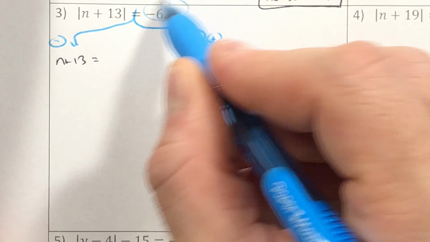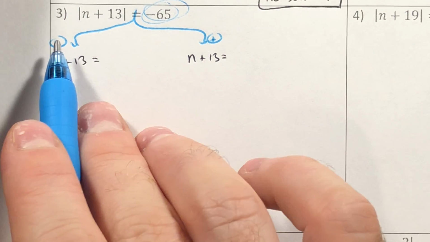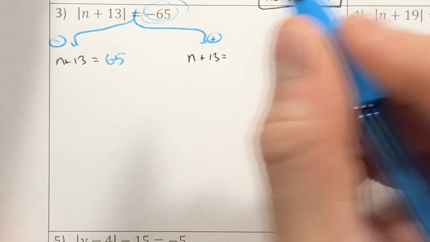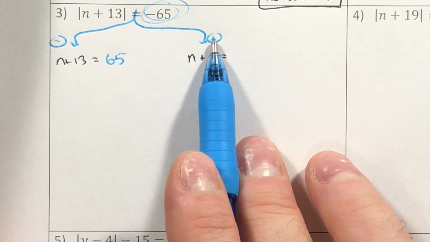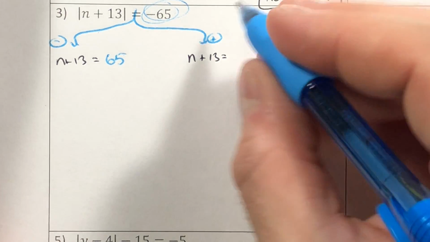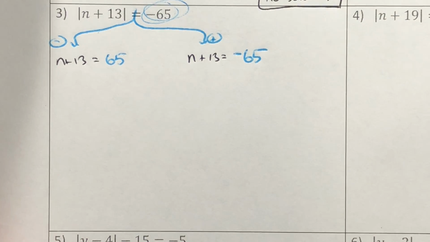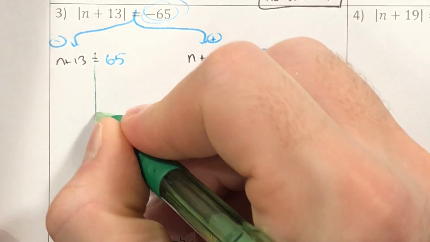And I'm going to take this number right here, negative 65, and multiply it times a negative 1, which is going to give me a positive 65. Over here, I move in the rightward direction, which means I multiply it times a positive 1, which is just the same old negative 65. Perfect. And then I go through and I solve these.